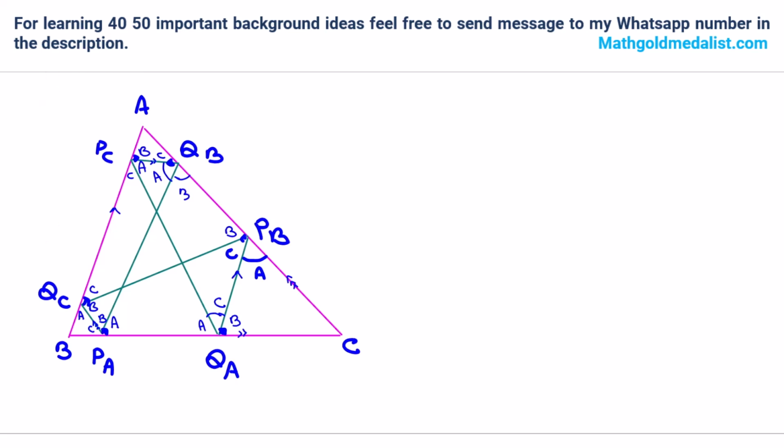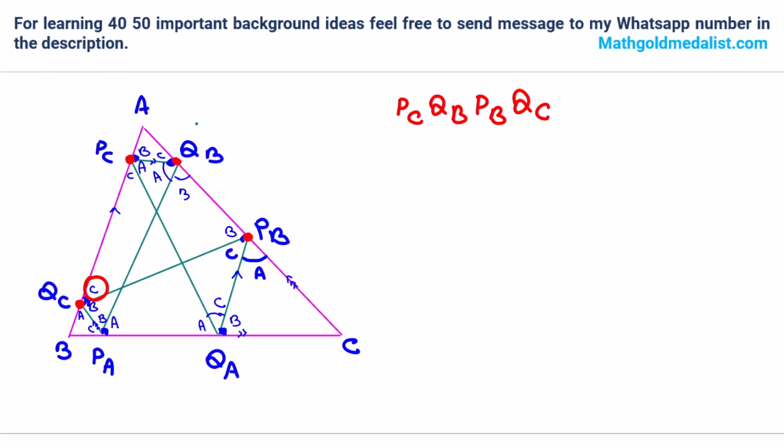So PC, QB, PB, QC. PC, what then? QB, PB, QC. PBQC, you said? Yes, because it is C, right? So we found this cyclic quadrilateral PC, QB, PB, QC.